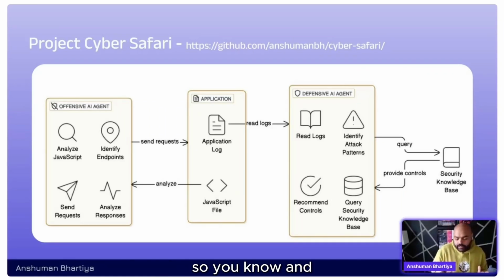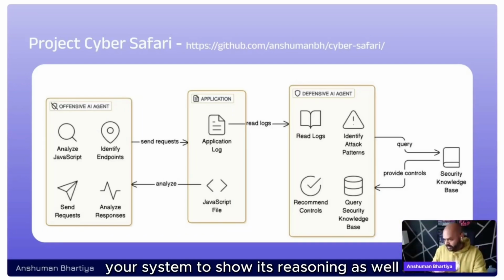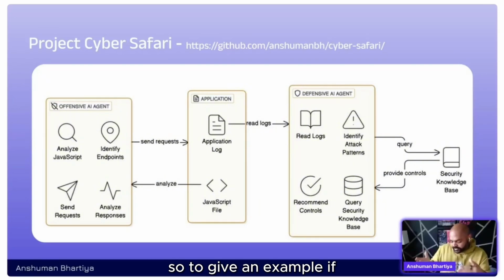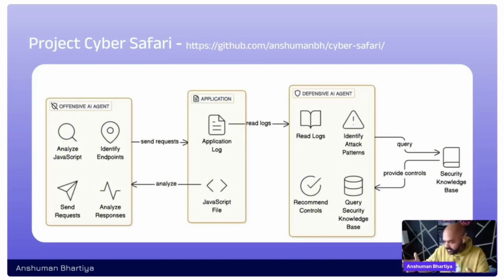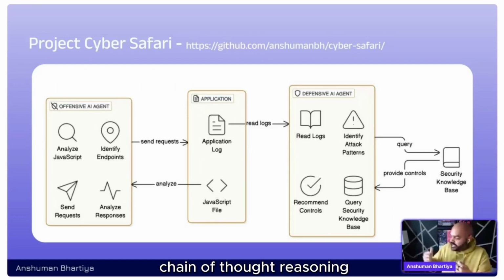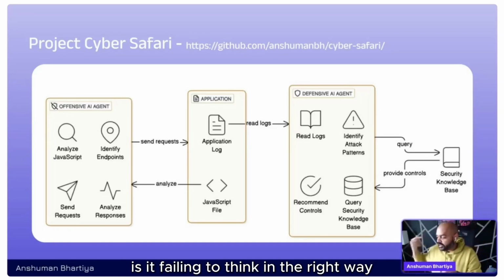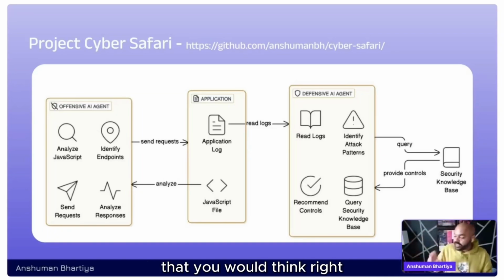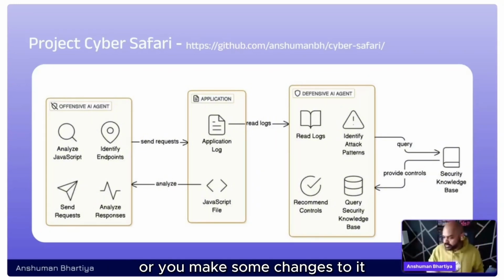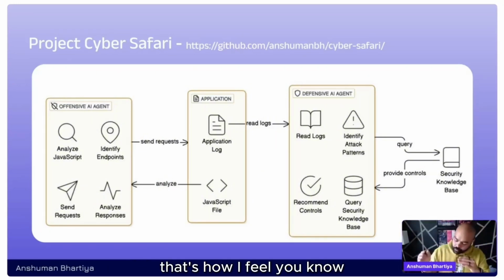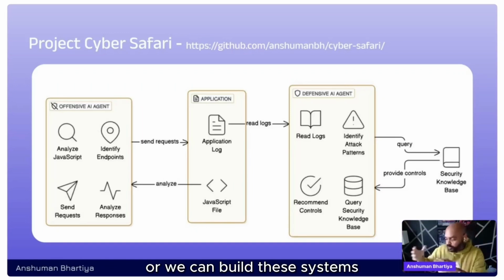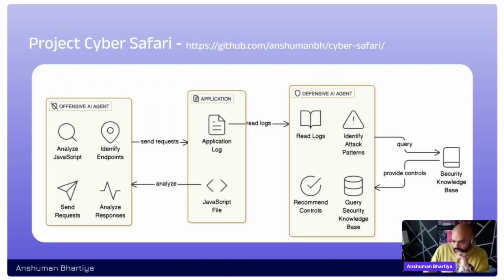And there are further capabilities where you can have your system show its reasoning as well. So, to give an example, if you don't think the AI system is analyzing the JavaScript file properly, you can have it spit out its chain of thought reasoning, and then you can go step by step and see where in this series of steps it is failing to think in the right way that you would think. And then you go and change the prompt or make some changes to it. That's how I feel we can build these systems to do things the way human security engineers would do, right?